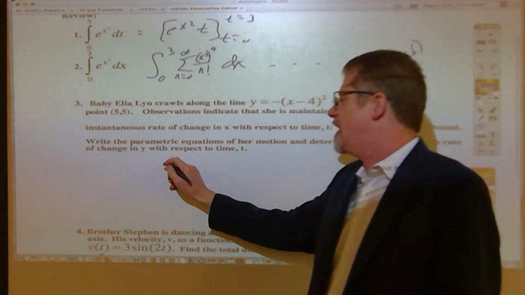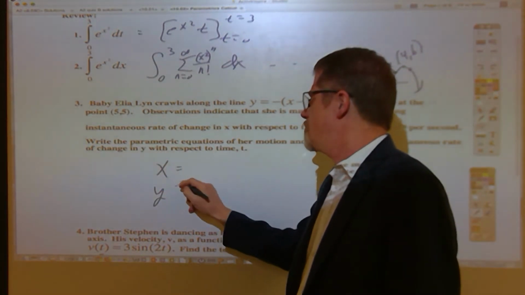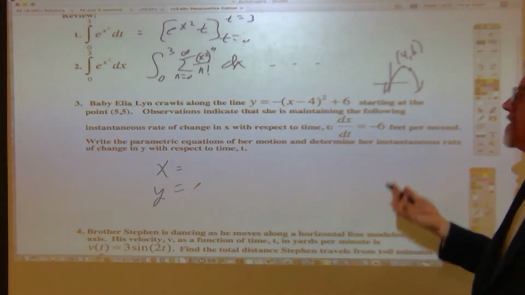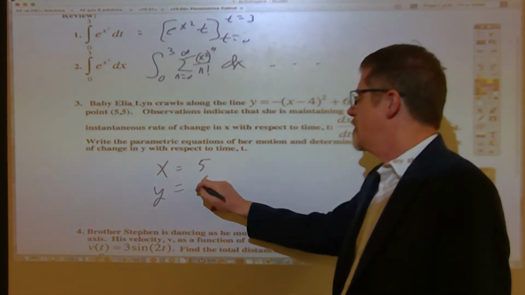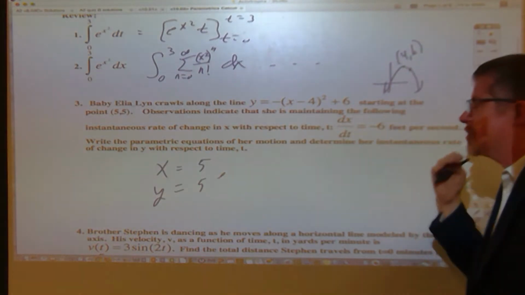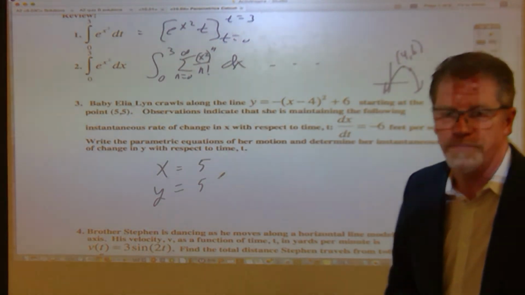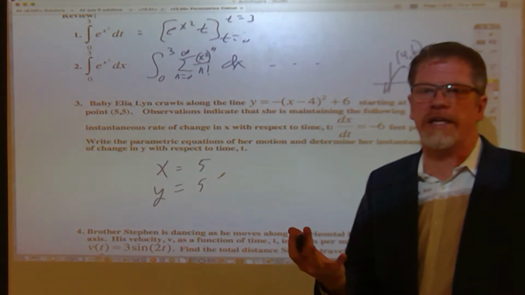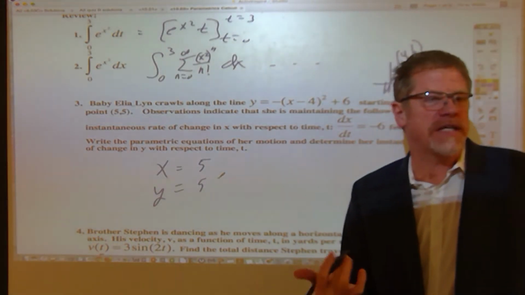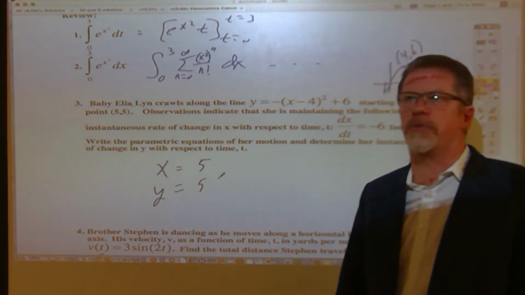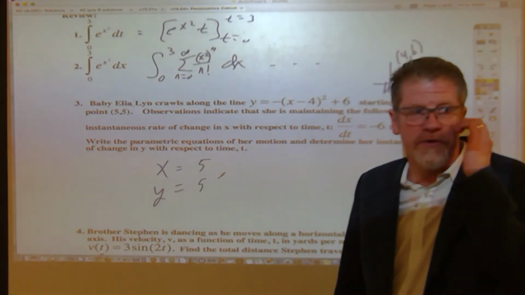What this means is that, remember, for parametric equations of motion, whether it be projectile motion or otherwise, you start somewhere. We're starting at the point 5, 5. And in the x direction, she's moving at a speed of -6 feet per second. So that's just like on the baseball problem where they say we're moving 100 miles per hour, which is 146.7 feet per second.